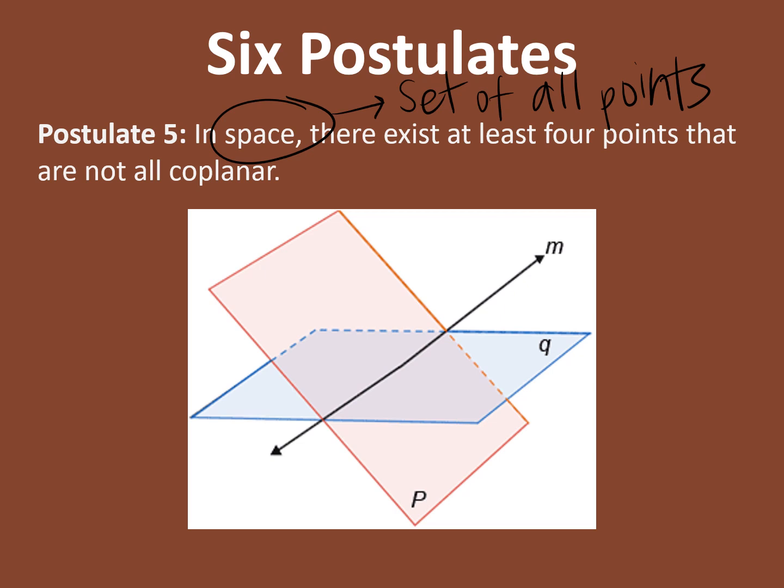So you can see, let me change over to my laser, we have the plane P here in red. And then we also have the second plane Q in blue. Those planes intersect on a line M. And that is how we represent 3-dimensional figures and problems in space.